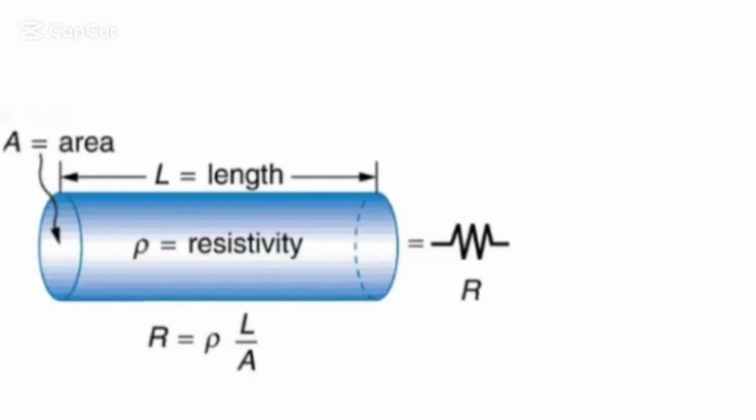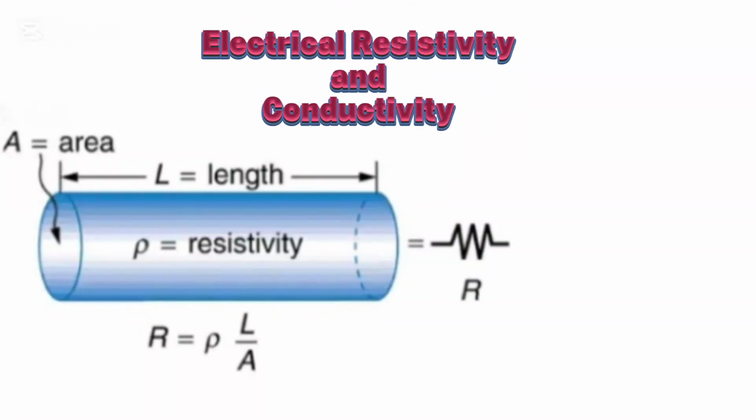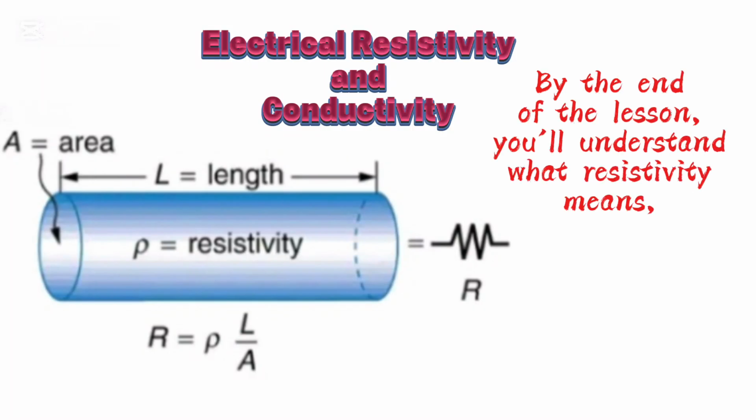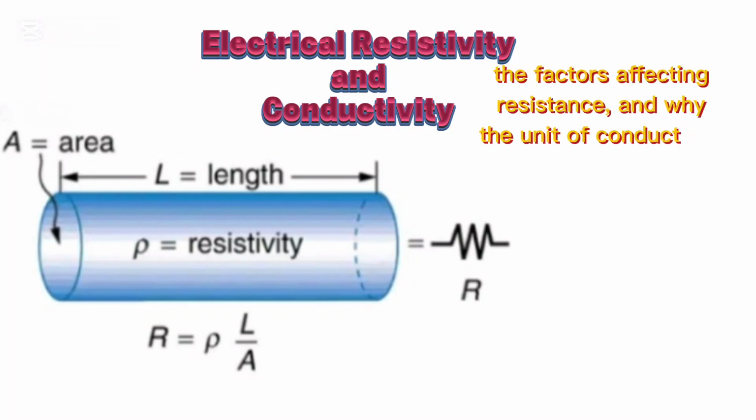Hello everyone, our topic today is electrical resistivity and conductivity. By the end of the lesson, you will understand what resistivity means, the factors affecting resistance, and why the unit of conductivity is called the Siemens.